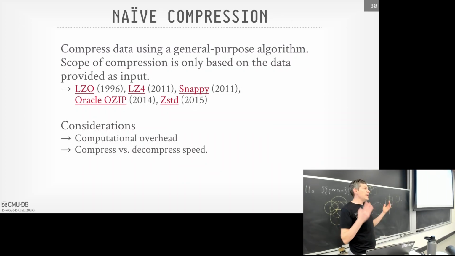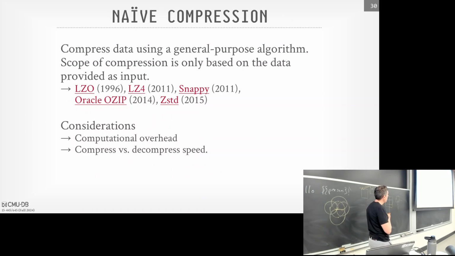So let's look at a naive compression scheme based on blocks. It's pretty easy. We have a block, we have a page, we want to write it out to disk. We'll just run it through your favorite compression algorithm before we write it out, so it sits on disk in compressed form.